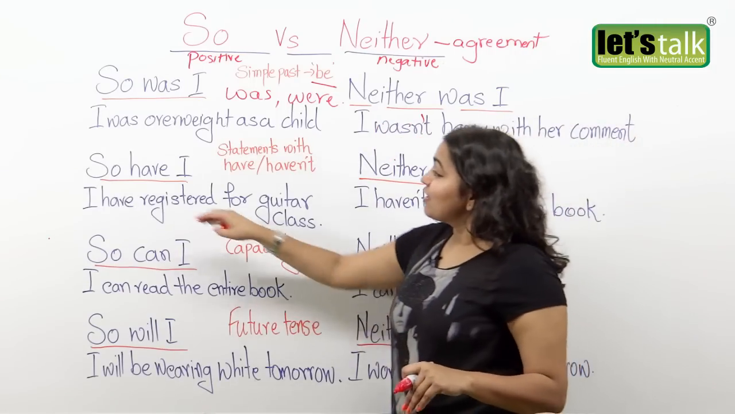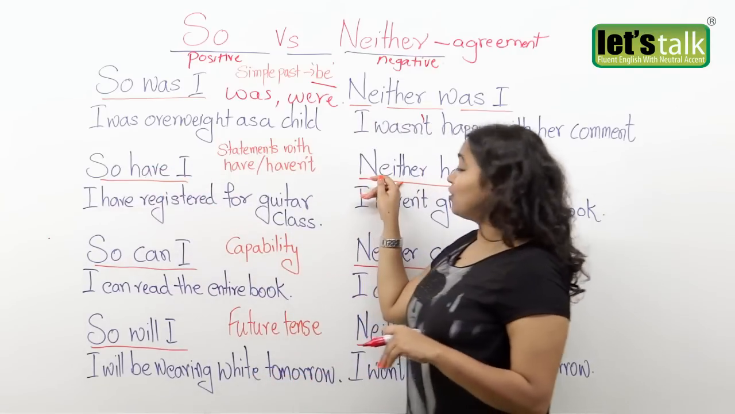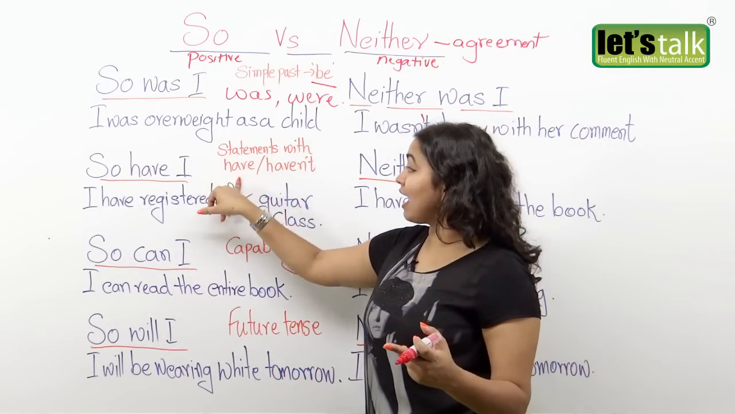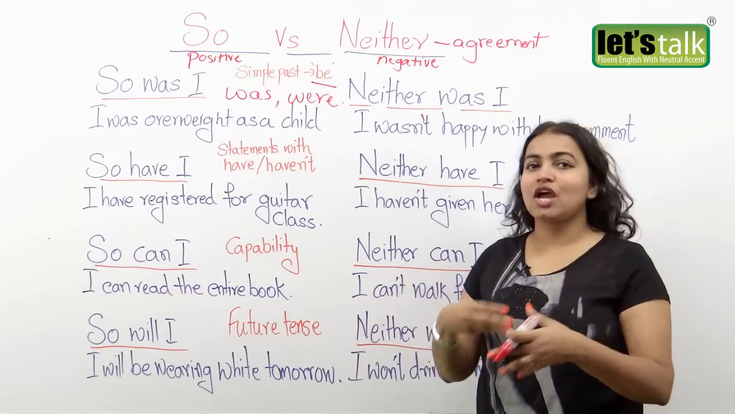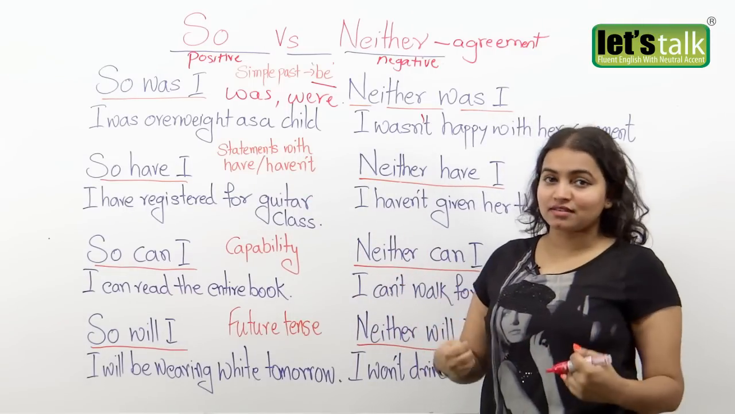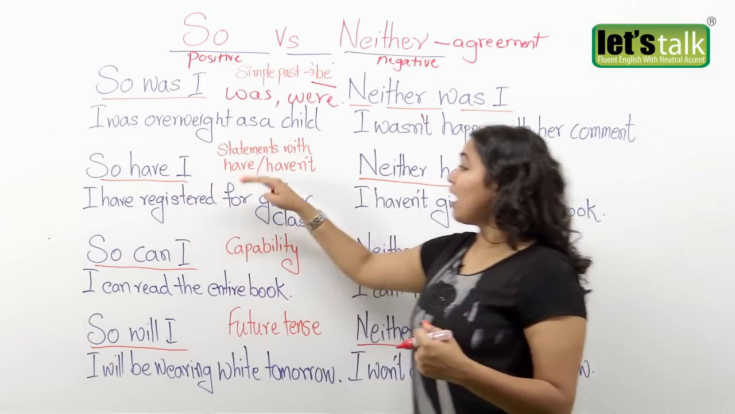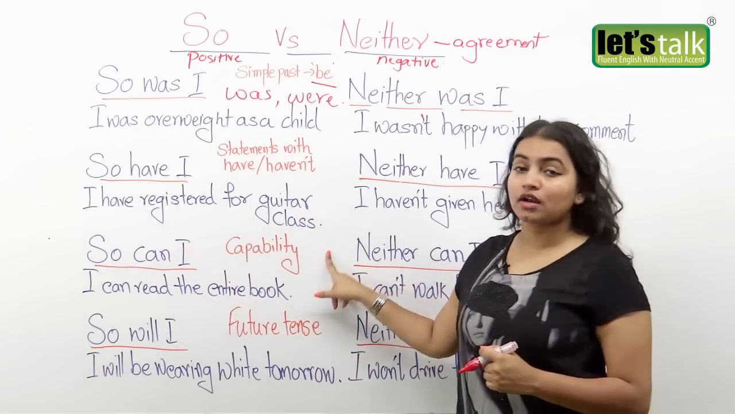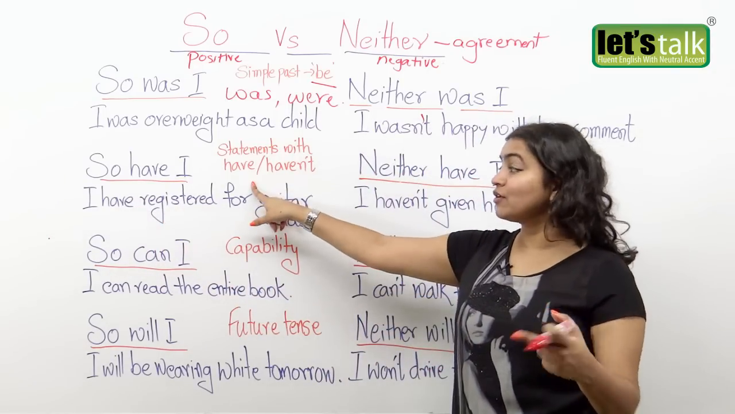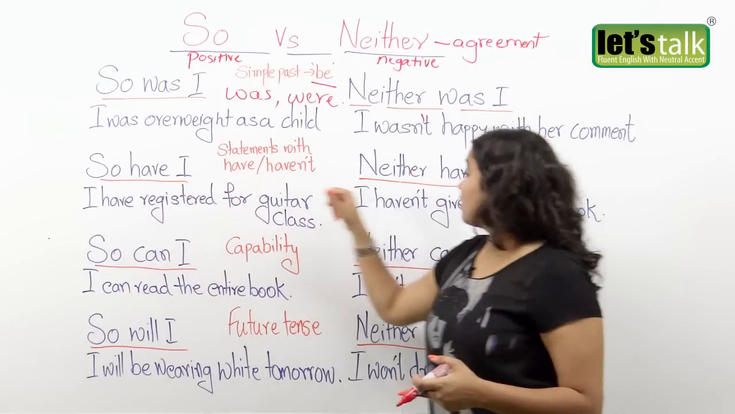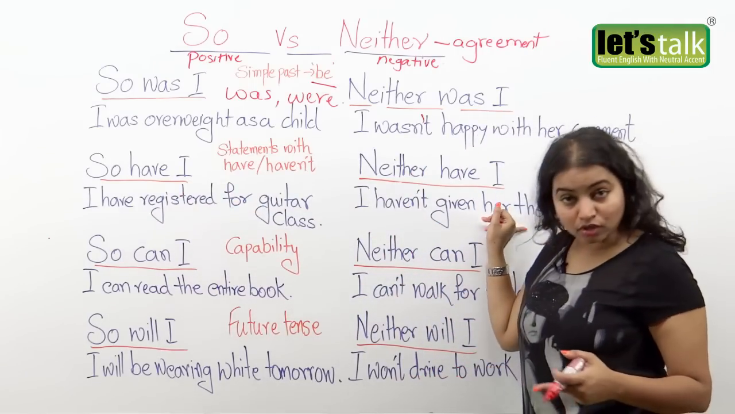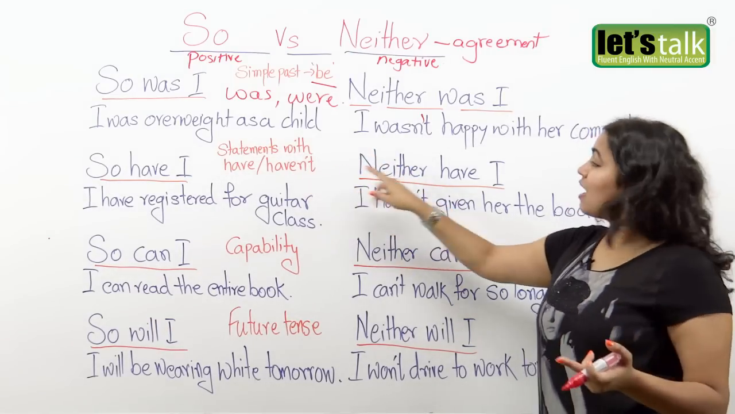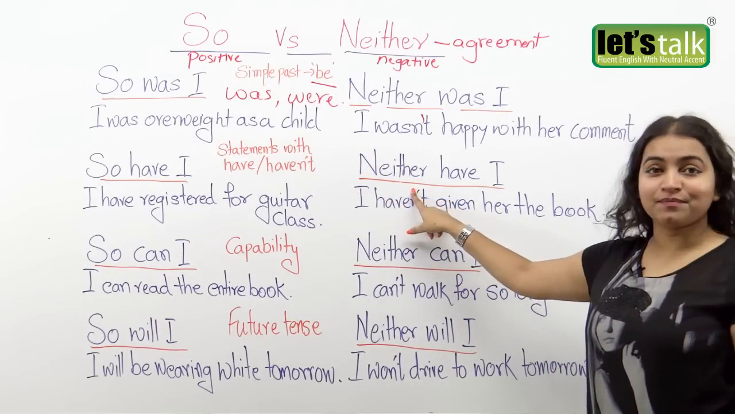Okay. Now, the next way of using so or neither is to use them in statements which have a have or a haven't. So statements which have a have or a haven't, and when you respond to them, then you use a so have I, or a neither have I. For example, I have registered for guitar class. A positive statement with have, your response, so have I. I haven't given her the book. A negative statement with the word haven't, of course, and your response to that would be neither have I.